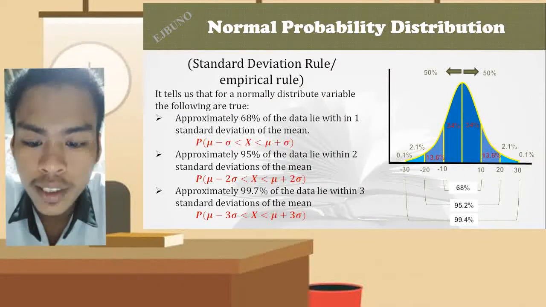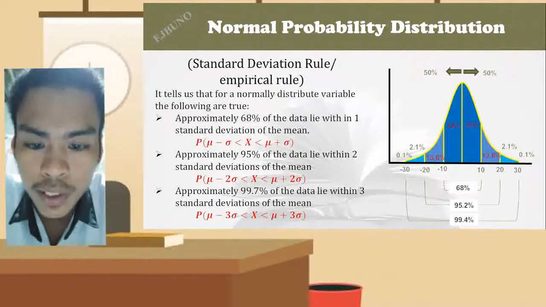The standard deviation rule, or empirical rule, tells us that for a normally distributed variable, the following are true. Approximately 68% of the data lie within one standard deviation of the mean. P, the expected value minus the standard deviation, less than x, less than the expected value plus the standard deviation.